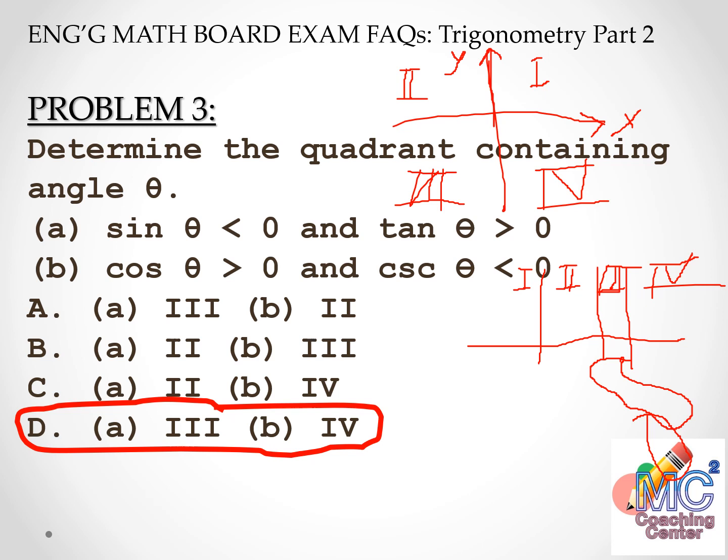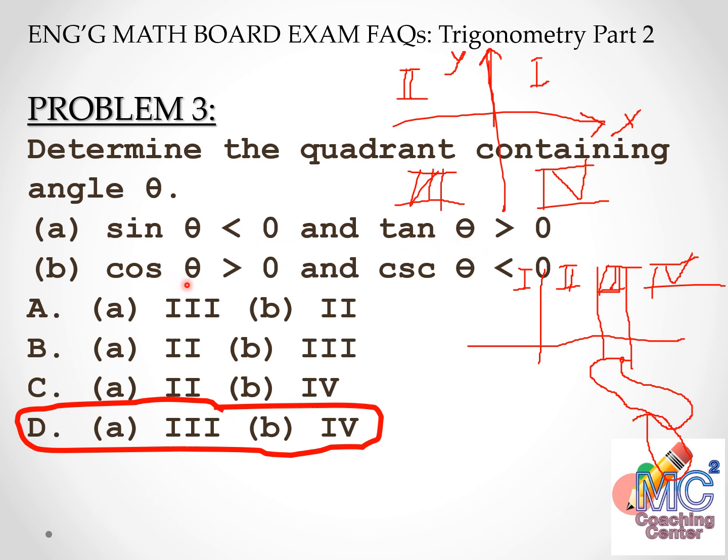I hope klaro po yung pagkaka-explain ko. Basta tandaan lang, balik natin, negative si sine, either the third or the fourth quadrant, and positive si tangent, saan ba positive si tangent? The third or the first quadrant. Therefore, since negative si sine, and positive si tangent, kailangan si cosine is negative. So, kaya, etong sin theta less than 0, tangent theta greater than 0 is in the third quadrant.